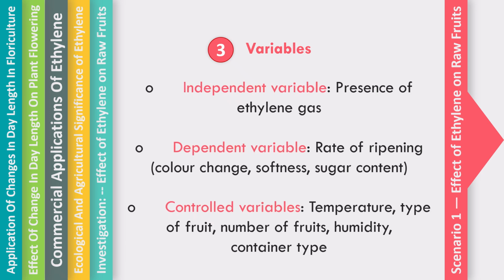Our variables: we have the independent variable, which will be the presence of ethylene gas. The dependent variables will be the rate of ripening, color change, softness, and sugar content. Controlled variables will be temperature, type of fruit, number of fruits, humidity, and container type.